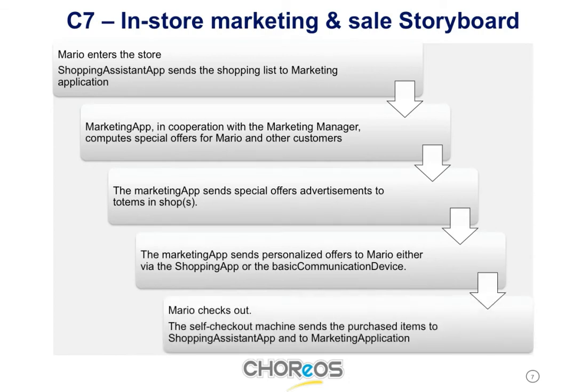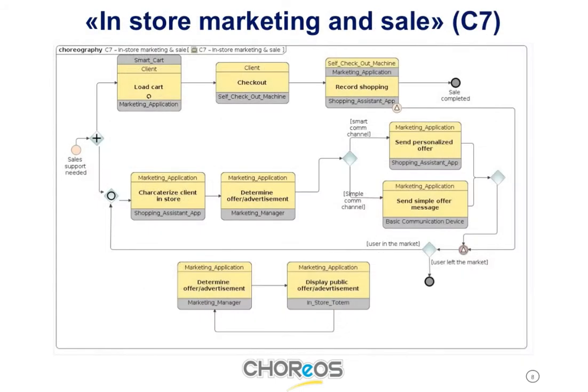When Mario checks out, this information is notified by the self-checkout machine to the shopping assistant application service, including the list of the purchased items. The same notification is forwarded to the marketing application service. This picture shows the BP model diagram relevant to the in-store marketing and sales scenario. In this picture, the enter shop process is not included.